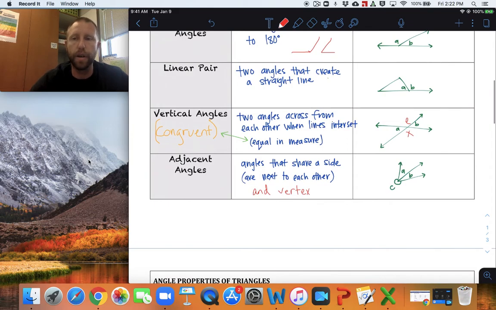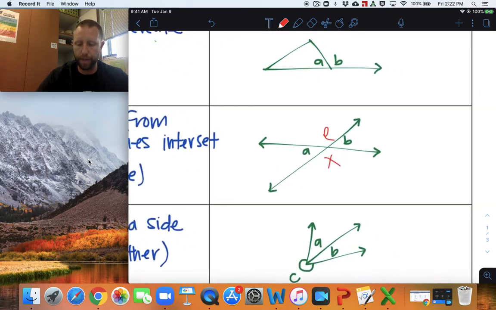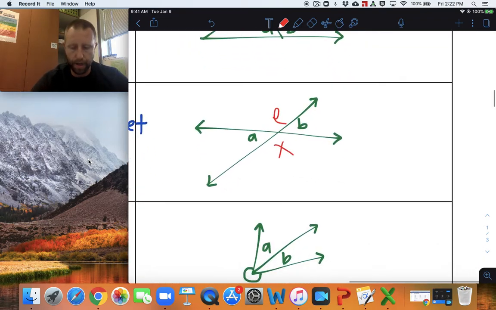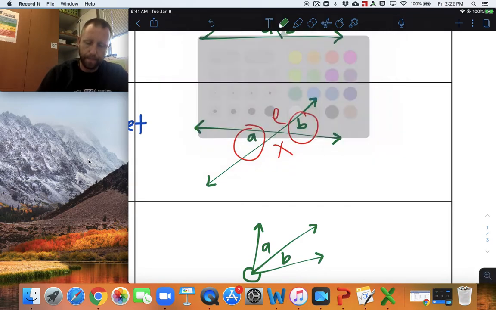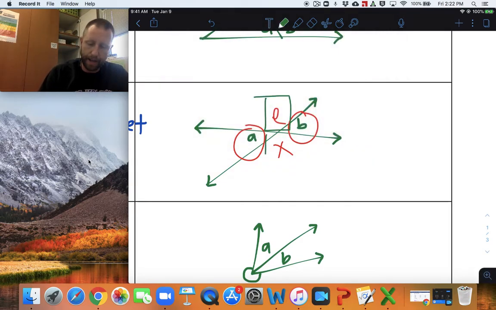Vertical angles. Vertical angles are two angles across from each other when two lines intersect. Okay, and what we mean by across from each other is when I look at my example here, the vertical angles are A and B. Those two are vertical angles. They're across from one another. They're not side by side. Okay, angle E, I'll use a different color here, but angle E and angle X are also vertical angles because they are not side by side, they are across from each other.